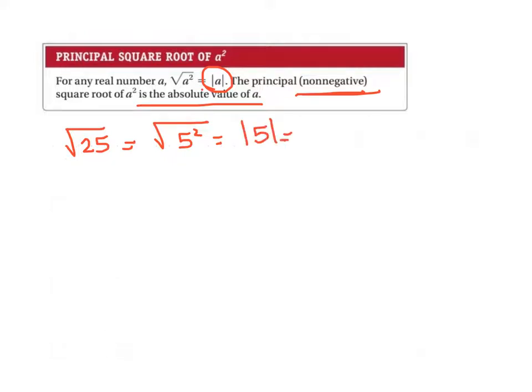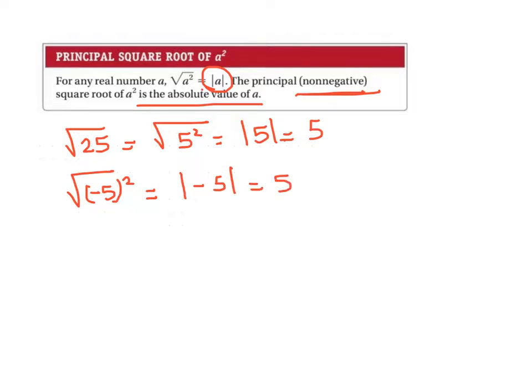Principal square root of a square. For any real number a, the square root of a squared is the absolute value of a. The principal root is non-negative. Like when I say square root of 25 means square root of 5 squared, that means absolute value of 5, and we know that the absolute value of a non-negative number is the same as the number. But if I have the square root of negative 5 squared, the answer must be the absolute value of negative 5, which is 5.